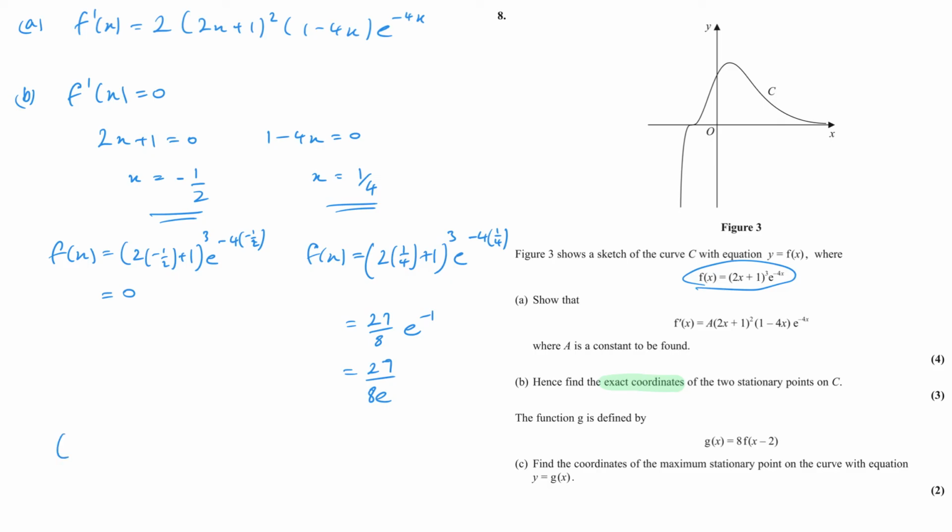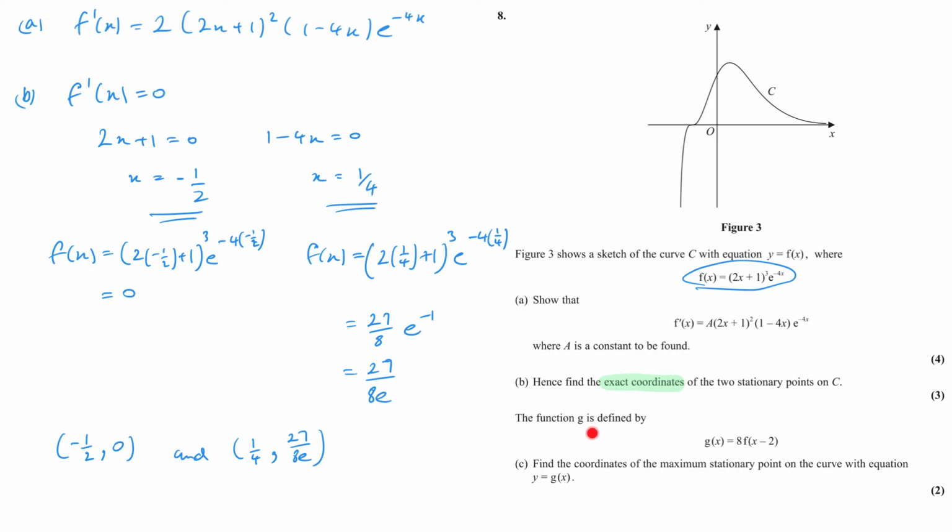So here are my coordinates: minus a half, 0, and 1/4, 27 over 8e. And that's just under 2 minutes as a 3-mark question. So we're saving a bit of time there. And let's go on to C.